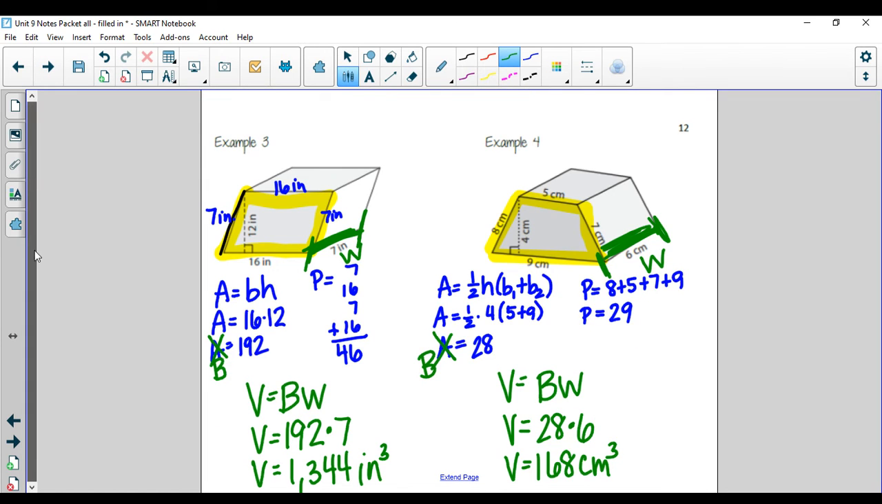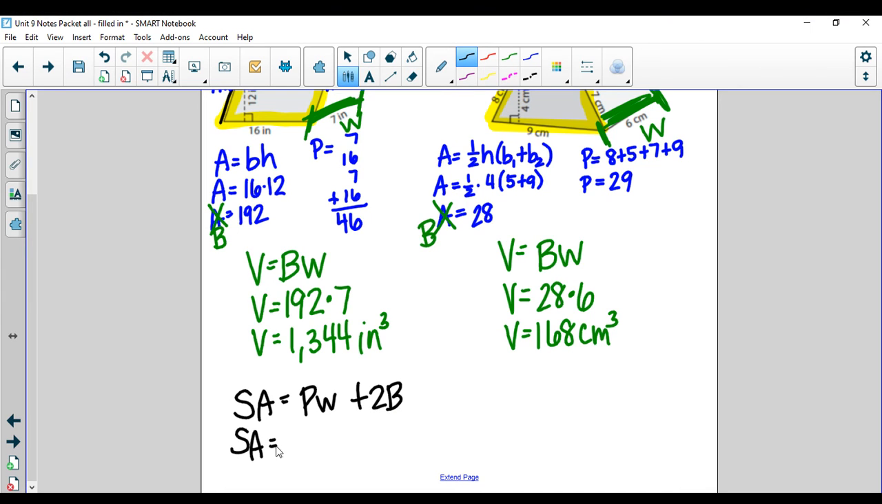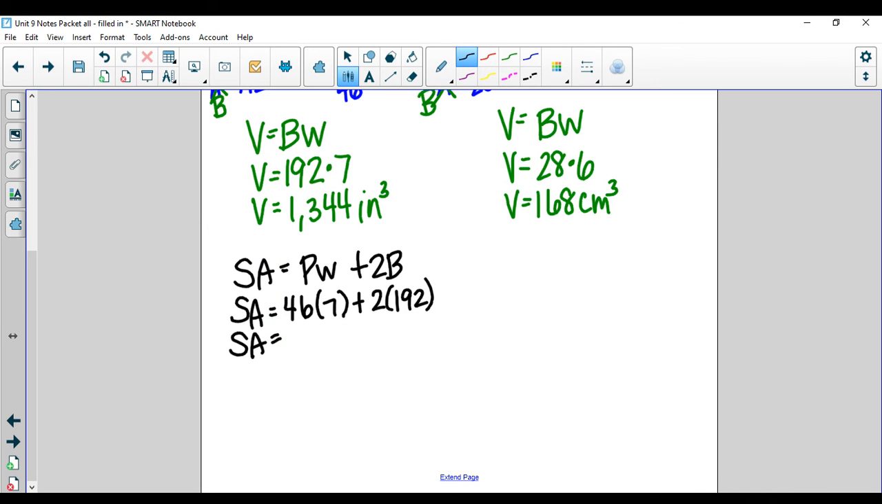On page number 12, we're going to follow the same exact thing here. So I'm going to swap out colors. We have surface area is equal to PW plus 2B. Our perimeter here we found out to be 46. Our W value was 7. And we're going to do 2 times the B value, which was 192. So for surface area, 46 times 7 gives me 322, and 2 times 192 gives me 384. Adding those together, I get surface area equal to 416 square inches.